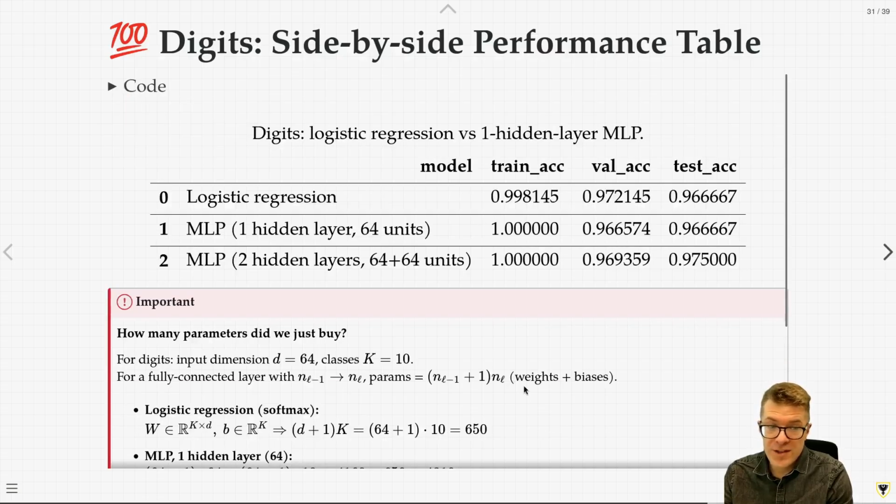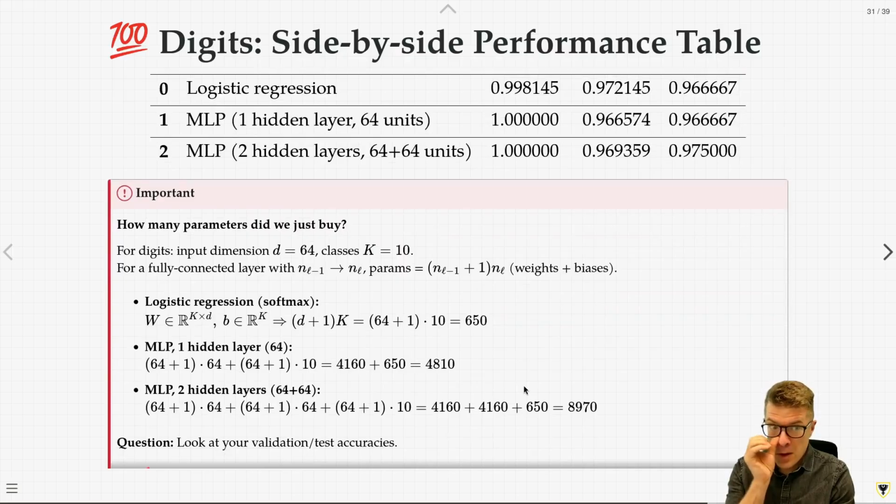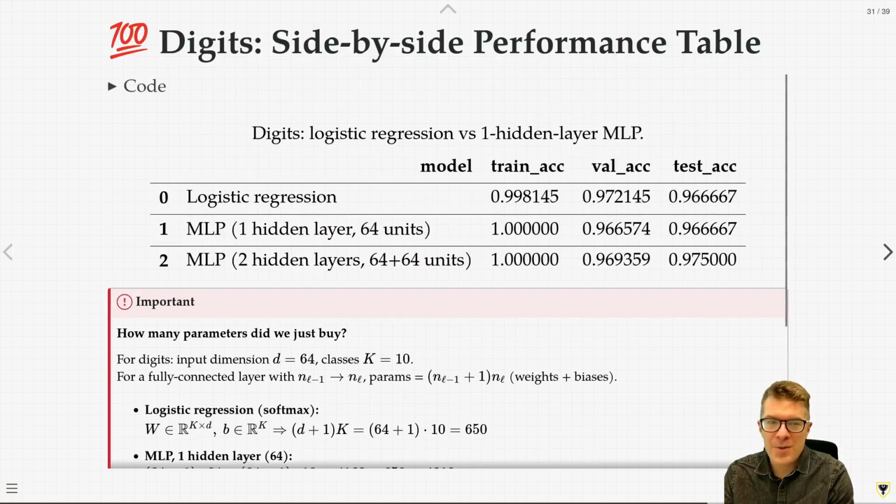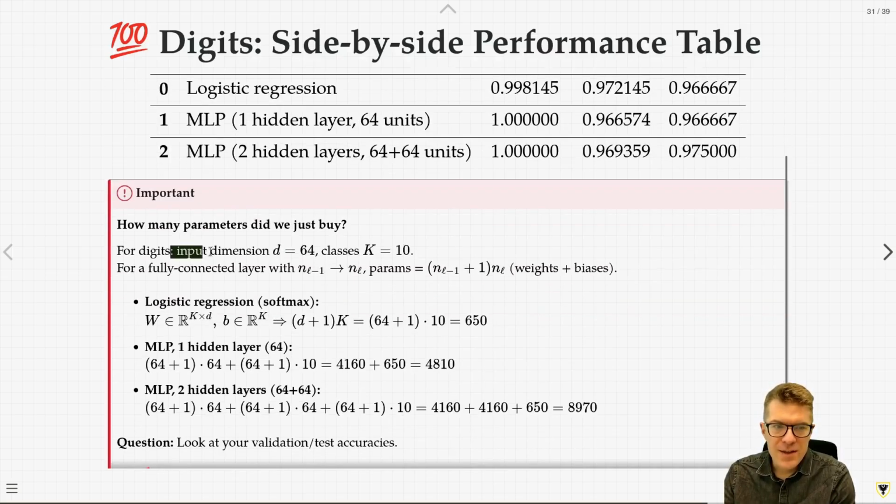So here are some important questions to ask yourself. How many parameters? What did increasing the number of parameters get us? For digits, the input dimension was 64, and we had 10 possible classes. And we know from several slides ago how to compute the total number of parameters we have. We just keep on multiplying.